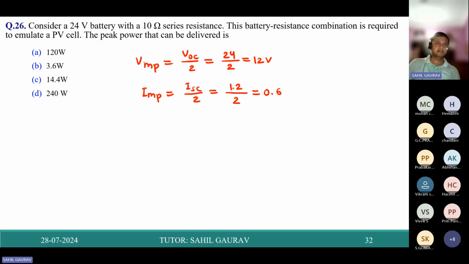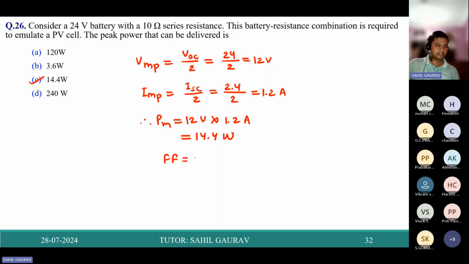So I did one mistake. ISC will be how much? 24 upon 10, so it is 2.4 ampere. Upon 2, so it is 1.2 ampere. Therefore, PM will be 12 volt into 1.2 ampere, so it is 14.4 watt. So C option is correct. And again, in this case, fill factor is always coming as 0.25. You can calculate.